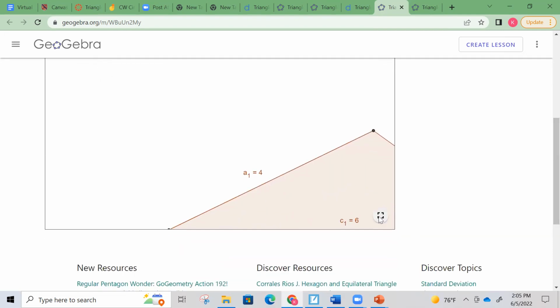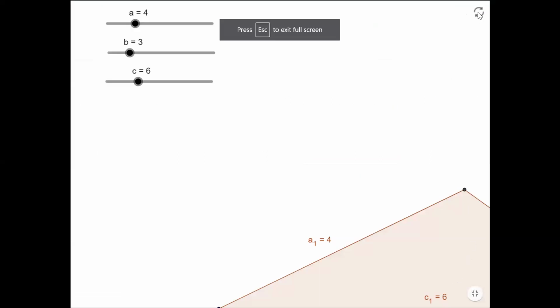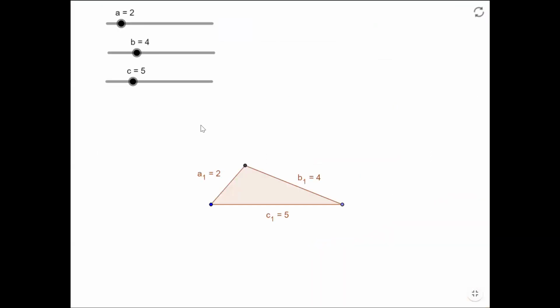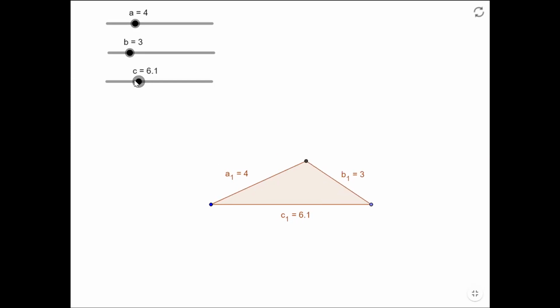6, and 3, and 6, you can see it does make a triangle. This one's easier to do. But when I had it at 3, you can see it doesn't make a triangle. But as soon as I went to 3.1, it did.